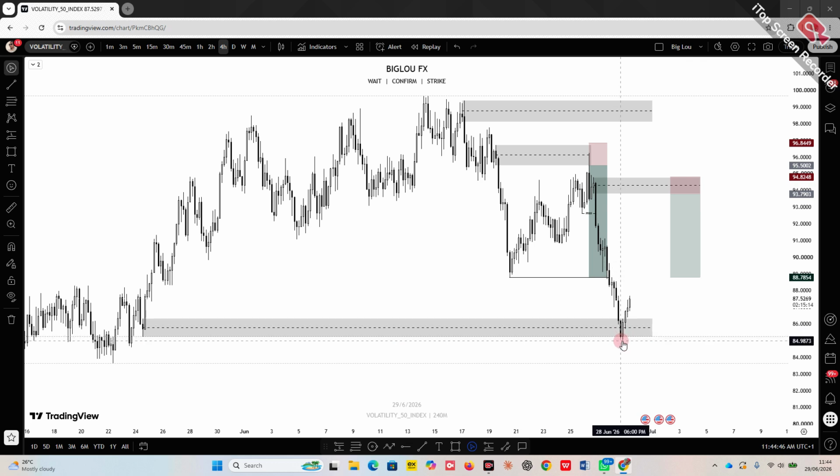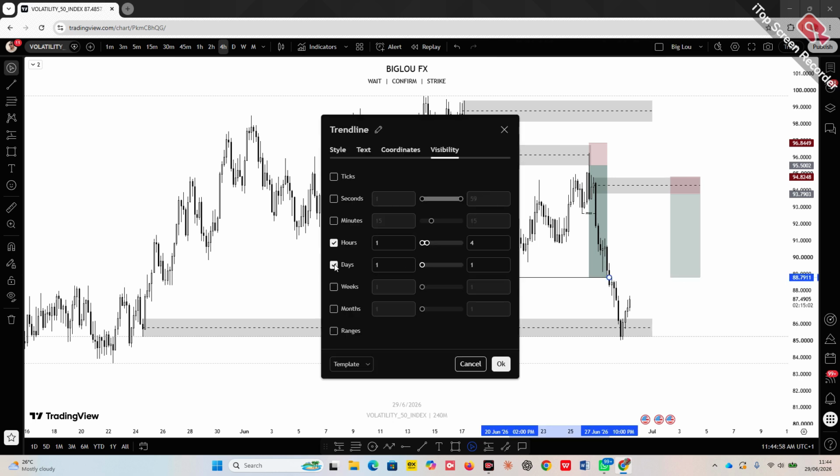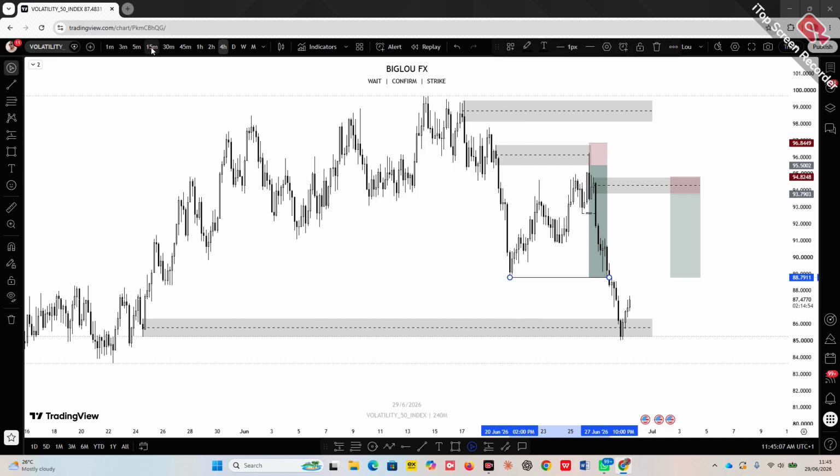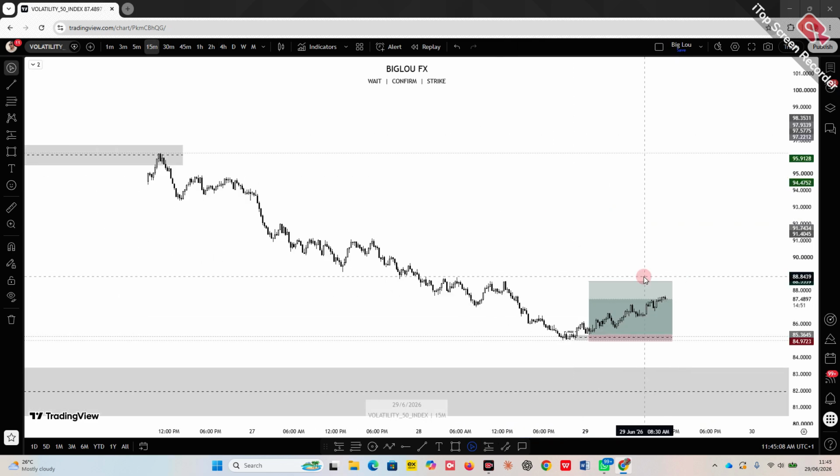What confirmation would I have used to enter this trade on this Volatility 50? It comes down to the 15 minutes. I use my 15 minutes to confirm my trades. My 4 hour setups, I confirm them on the 15 minutes. So if I'm to go down to the 15 minutes, this is what I would have seen.